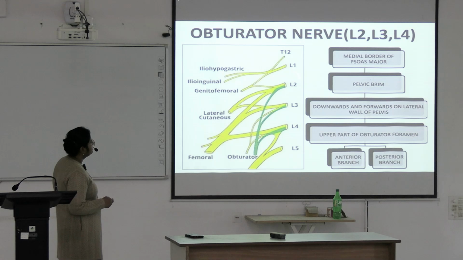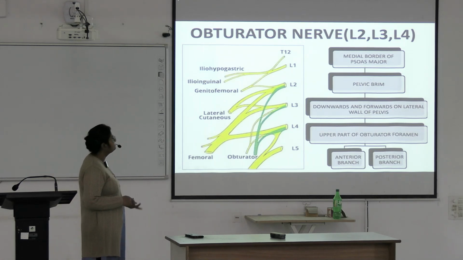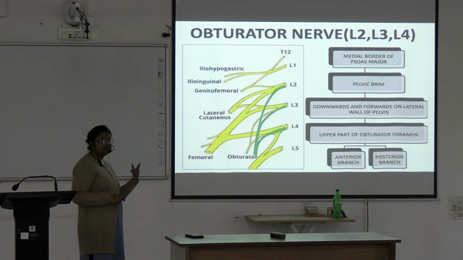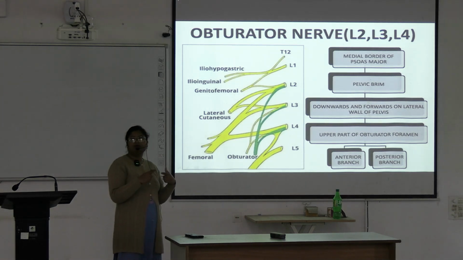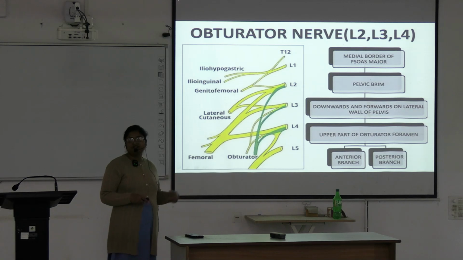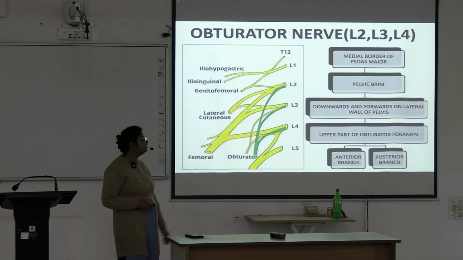Next we go to the obturator nerve, one large branch from the lumbar plexus. Okay, L2, L3, L4, and this comes out from the medial border of the psoas major. Then it crosses the pelvic ring, going downward and forward on the lateral wall of the pelvis, to the upper part of the obturator foramen, passing through the obturator canal. The obturator canal is present at the upper margin of the obturator foramen, and then it divides into anterior branch and posterior branch. The obturator nerve we have seen in dissection of the thigh in the adductor compartment.